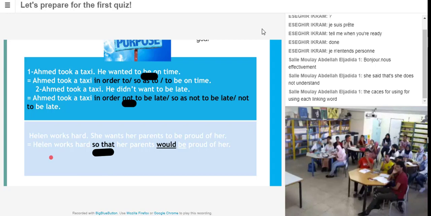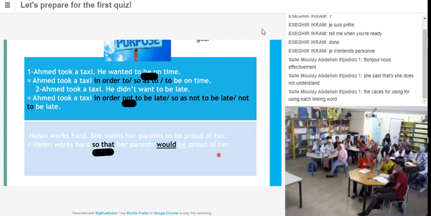Okay, so I repeat, Helen works hard. That's the same sentence. Helen works hard so that her parents, which is a subject, would plus be plus proud of her. I hope it's clear, the expressions for purpose. If it's not clear, we can add more examples. No, it's clear. It's clear? Okay, fine for Hala.